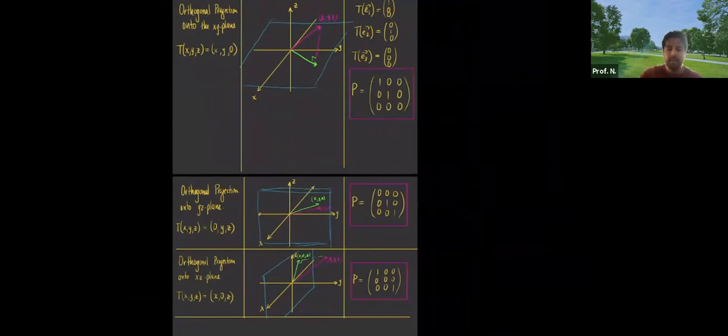So these are the projection matrices onto the different planes that we have in the R3 space. And as you can tell, they look like identity matrices, except for one of the columns being all zeros. So if you have a projection matrix like this, where it's zeros along the third column, then you're projecting onto the XY plane. If you have a column of all zeros along the first column, then you're projecting it onto the YZ plane, and so on and so forth.